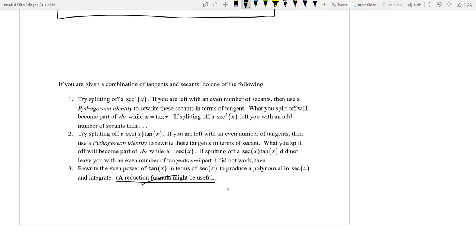On your homework, go ahead. But again, we don't want to use that on tests. So that's going to end off the section on integrating trig functions.